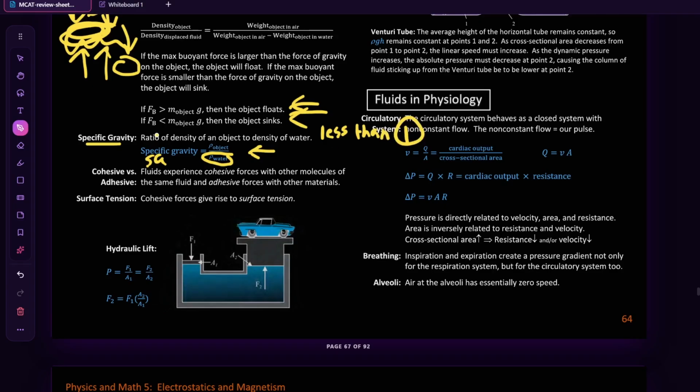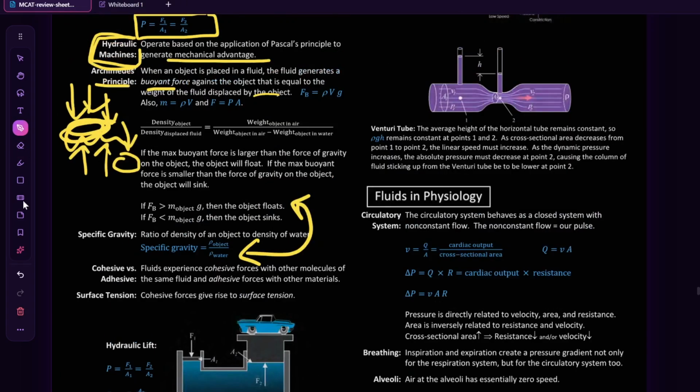If SG, specific gravity, is less than 1, that means the density of the object is less than water, and so you get something that will float. But if an object has a lot of density, and it's on the water, then it's going to end up sinking if the density is higher than water. So specific gravity has a lot to do with understanding whether an object will float or sink. These two ideas are related.